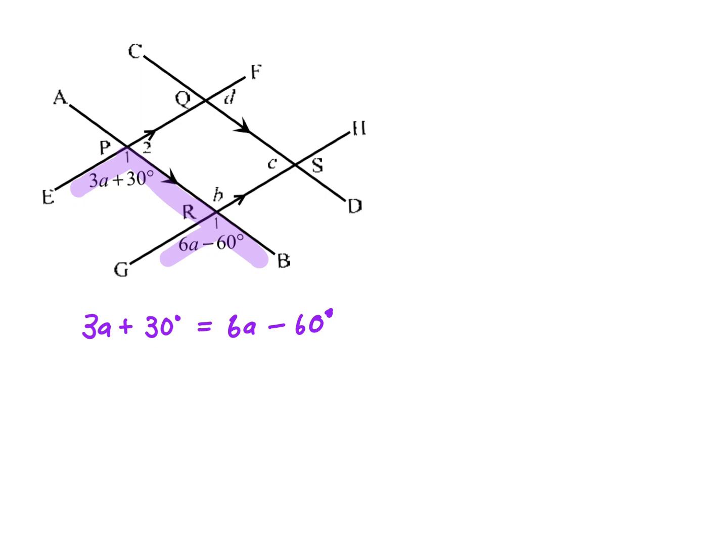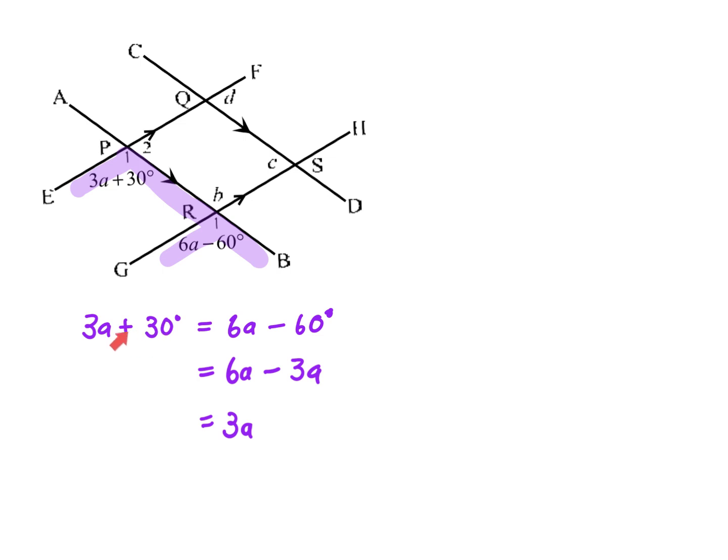So I like to take my A's or X's or whatever I'm working with to the side where there's more of them so that I do not work with negative values. So because I have more A's on the right than on the left, I'm going to take all my A's to the right-hand side. So 6A minus 3A, so that's going to give me 3A. So I'm not working with negative A's, and that makes me very happy.